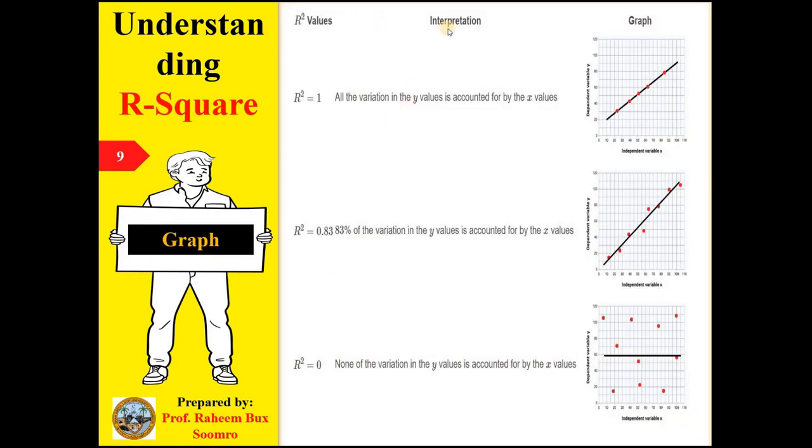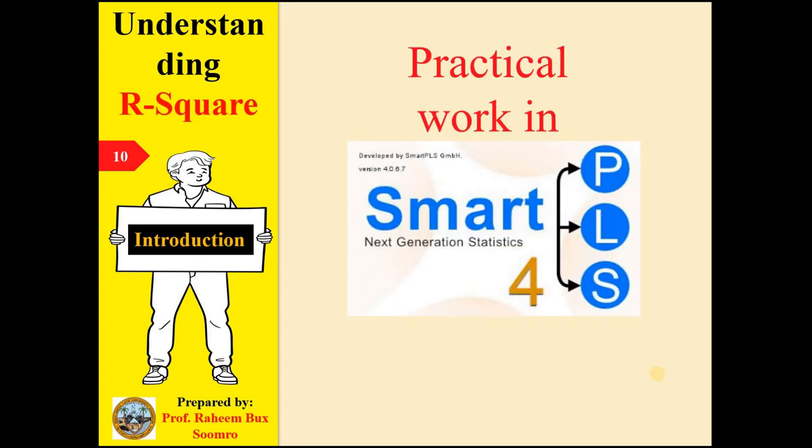Now looking at R square interpretation. If R square is equal to 1, all the values of the independent variable lie on the dependent variable line. If it is 0.83, they deviate somewhat from the main line. But when R square is 0, they are far away from the line. As for practical work, at the end of this video I have provided all the practical work on how we can compute the R square.